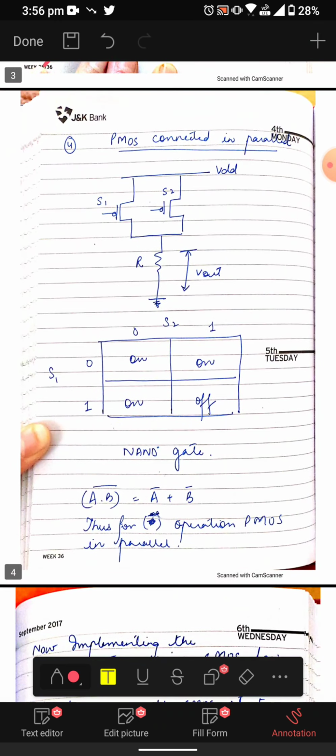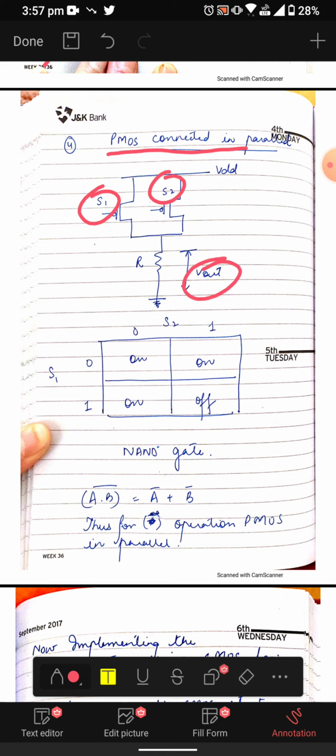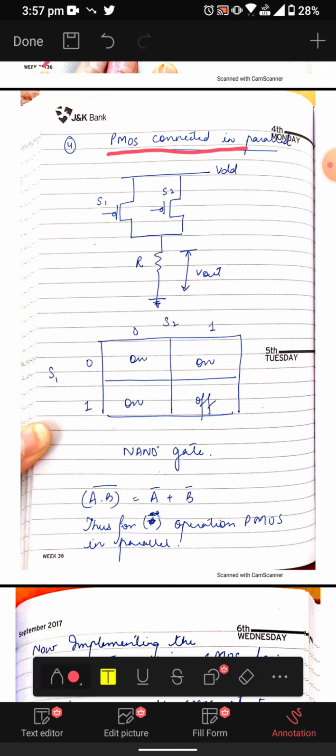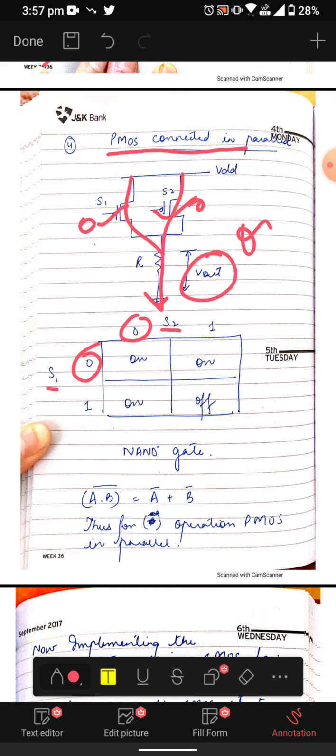Okay. Now let's talk about what happens when two PMOS transistors are connected in parallel. What will happen at that time? These are my two PMOS transistors which I have connected in parallel, S1 and S2, and I observe my output here. Okay. Let's check the output for different values of input. When S1 is 0 and S2 is 0, both the transistors are on, it will be a short, and Vout will be high or it will be on. So that is what I have written over here.